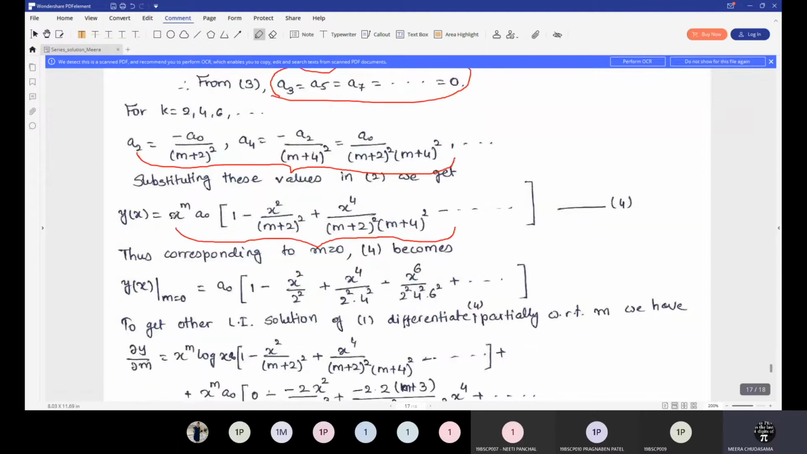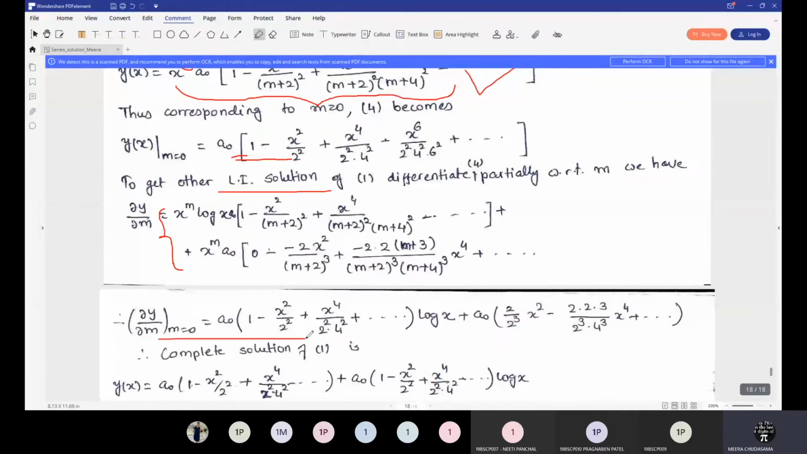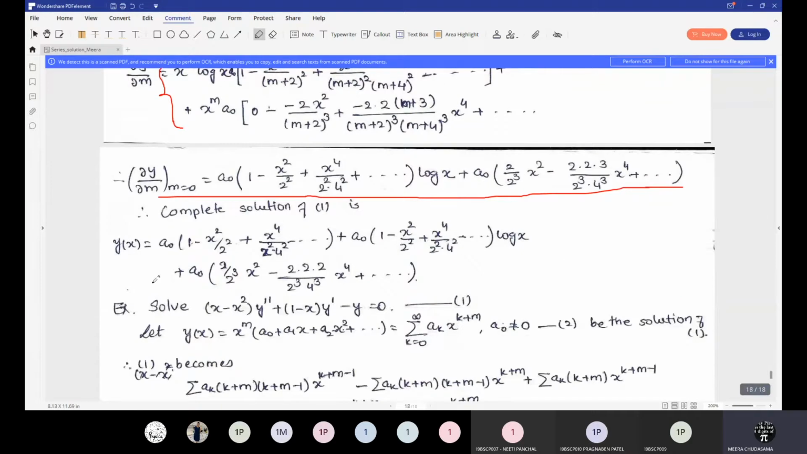So we have considered the m equal to 0 root. By substituting m equal to 0 in the fourth equation, we get this infinite series, and to get the linearly independent solution, we partially differentiate this equation with respect to m, and its partial differentiation is given by this one. Finally, for m equal to 0, the series will be represented by this one, and hence its linear combination will be the complete solution. So that is what we discussed yesterday, right?